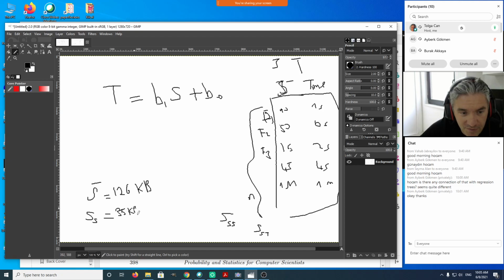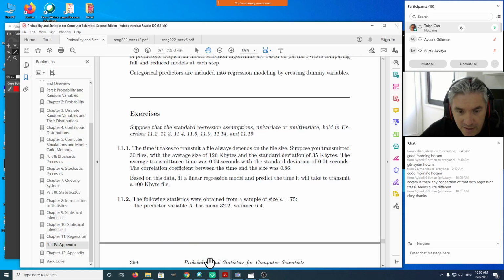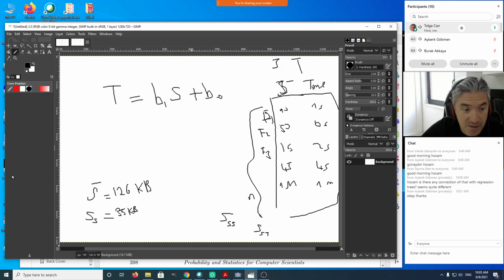So this is given to me, and let's continue. The average transmittance time was 0.04 seconds with the standard deviation of 0.01 seconds. So I'm also given T bar, 0.04 seconds, and also the standard deviation of T is given to me as 0.01. So these are given to me.